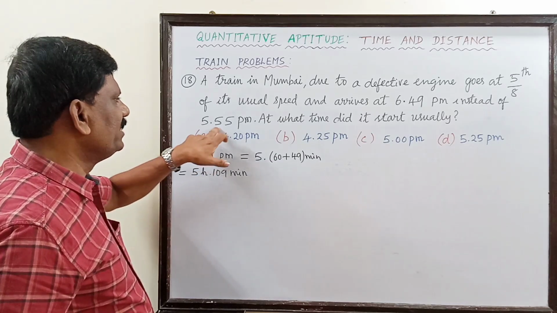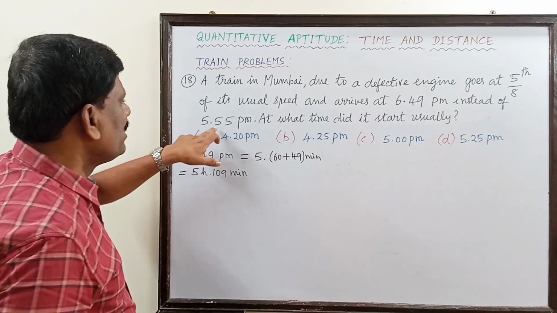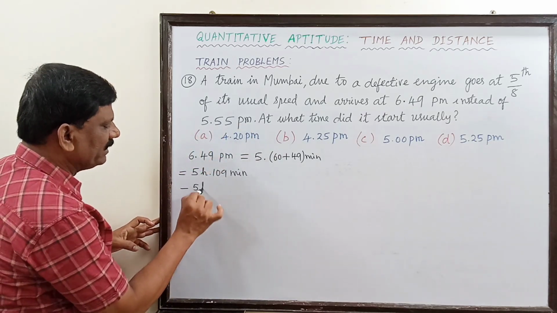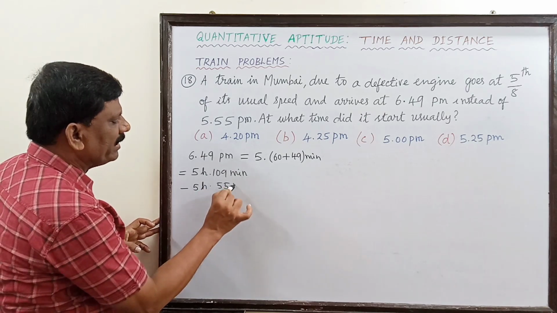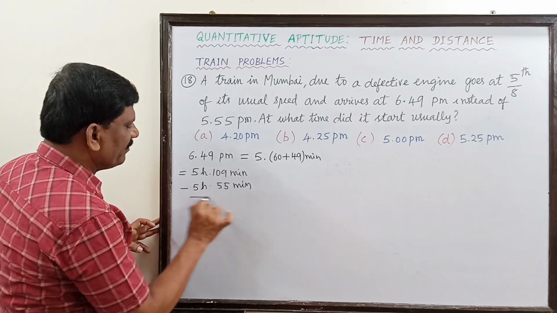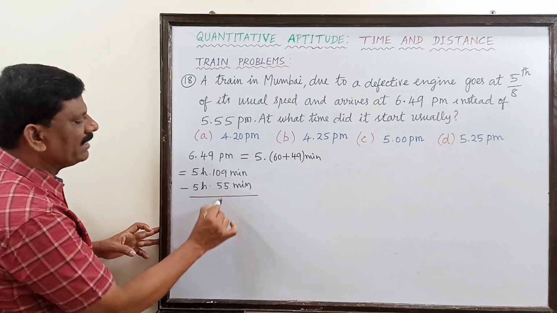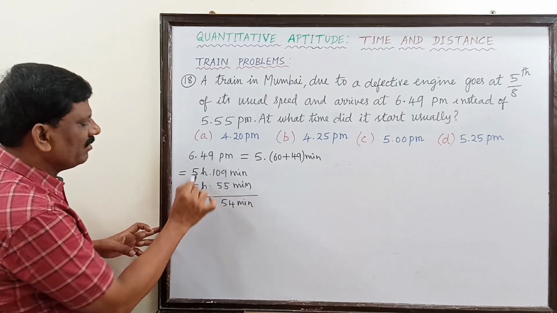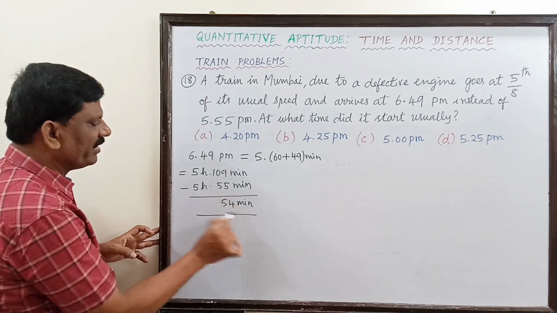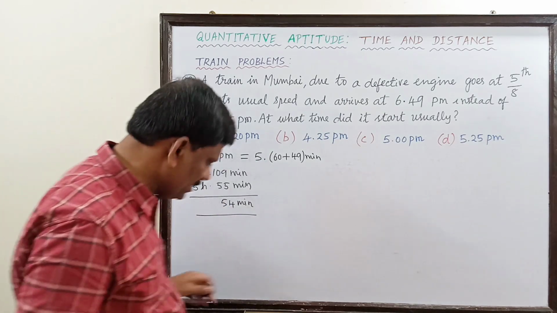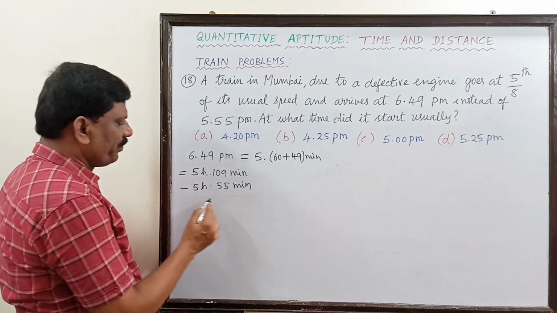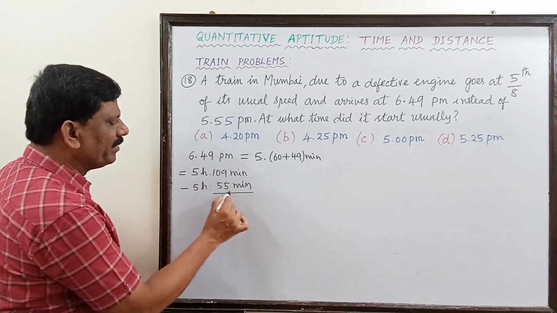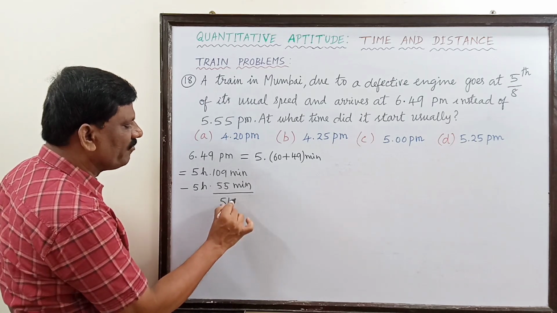So what is the usual time? It reaches at 5:55. So minus 5 hours 55 minutes. The difference is 109 minus 55, which is 54 minutes, and 5 minus 5 is 0. So the difference in time now is only in minutes, 54 minutes.